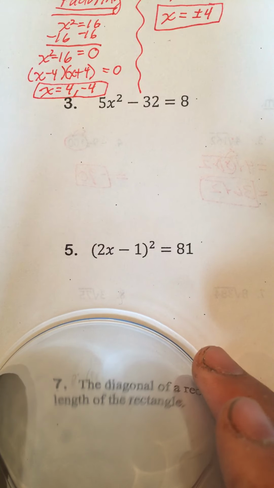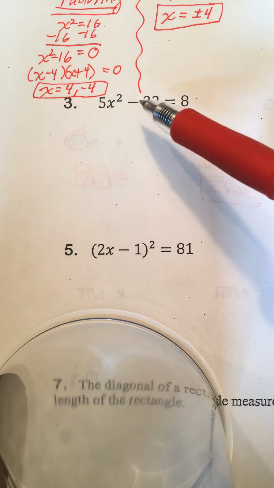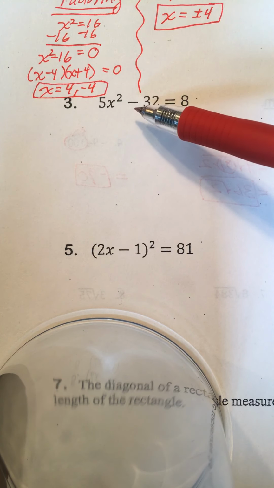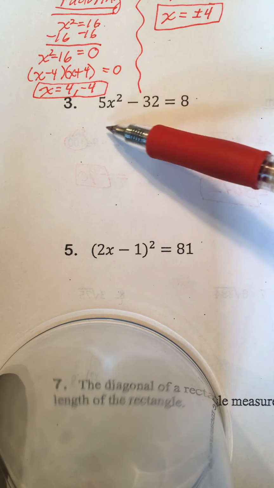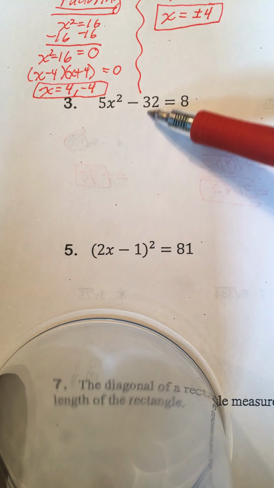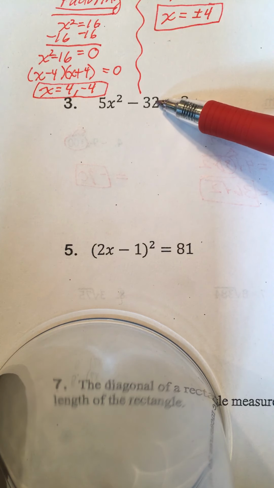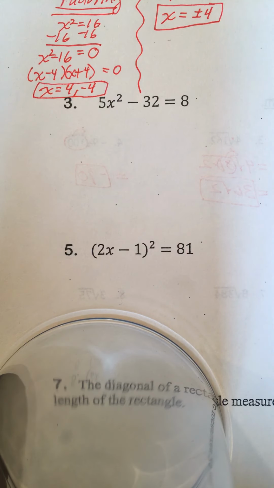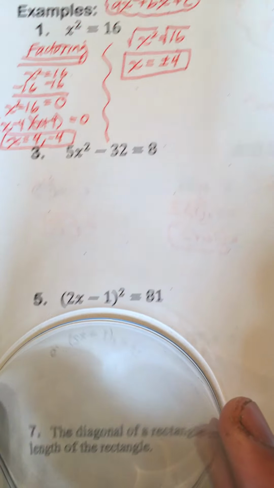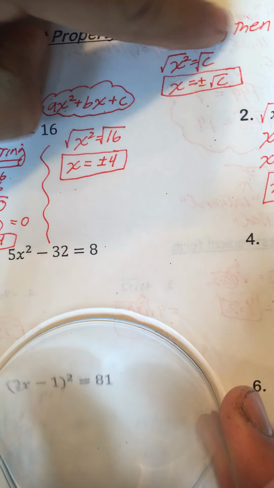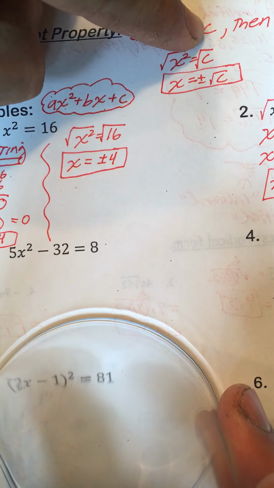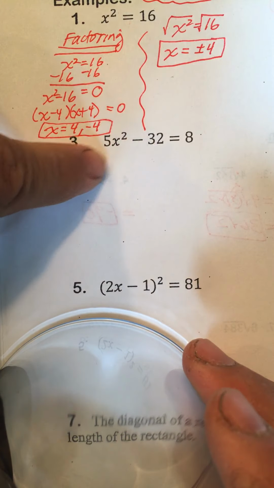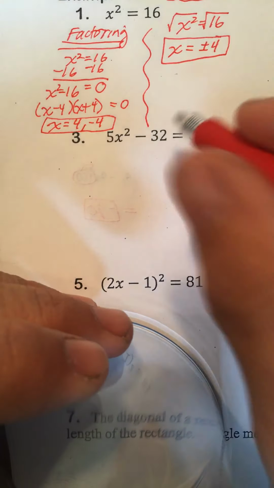Okay, so we take a look at number 3. This is another one that's set up perfect for the square root method. It's missing the x term. However, the x squared term is not by itself. There's a negative 32 on this side, and there's a 5 in front of the x squared term. So before we can use this property up here, notice it says that if x squared is equal to a number, then you can apply the property. So here there's a lot more going on, and that's not a big deal. We know how to deal with this.